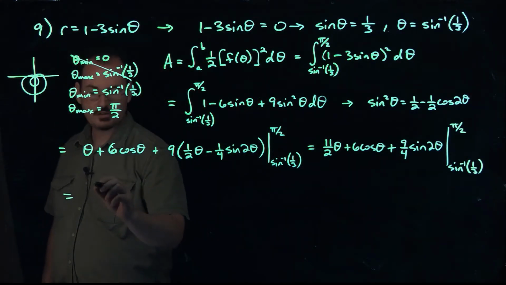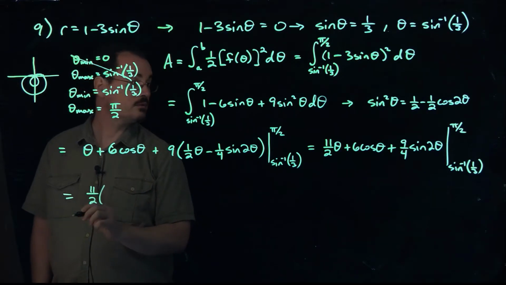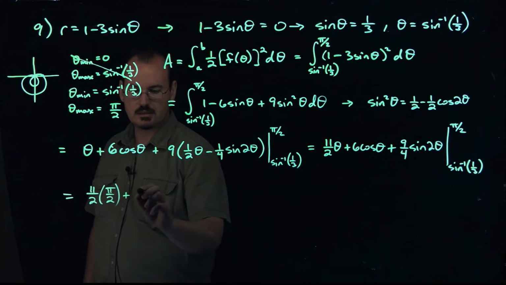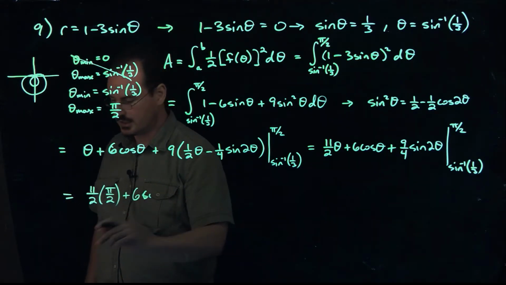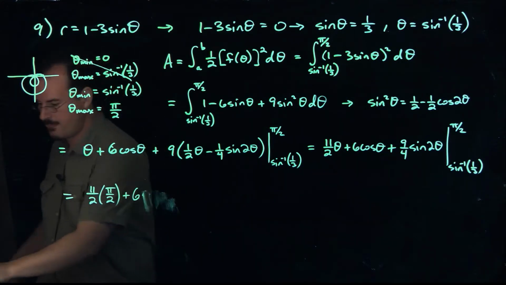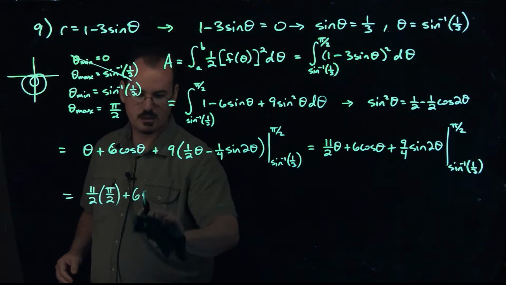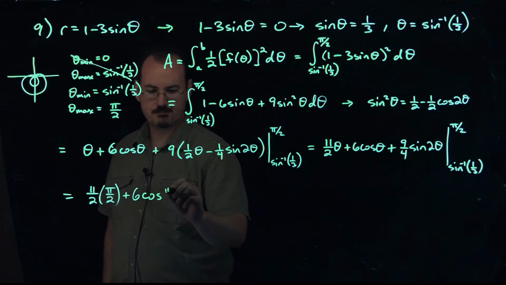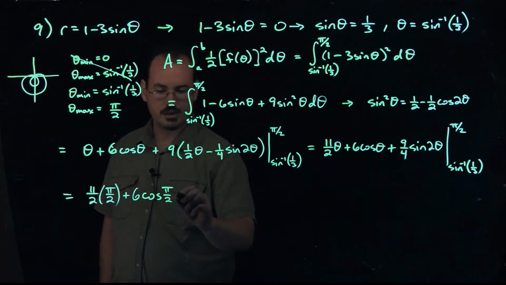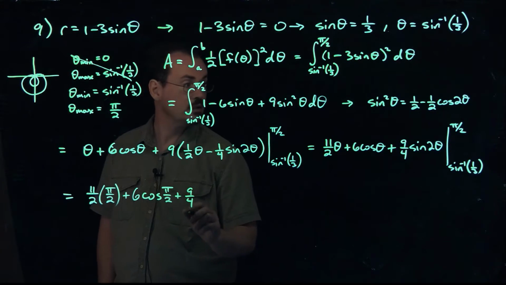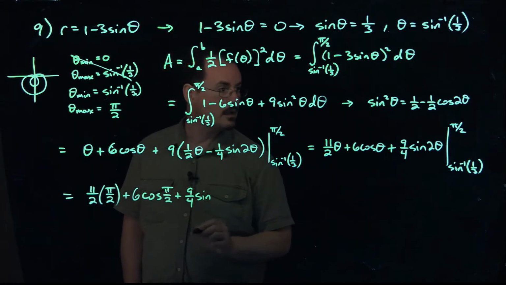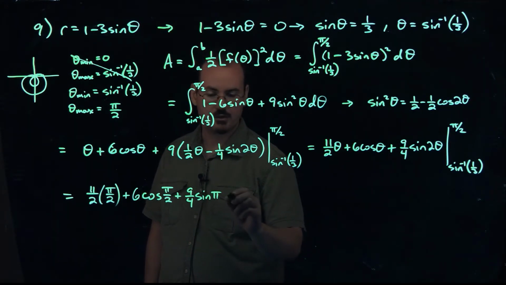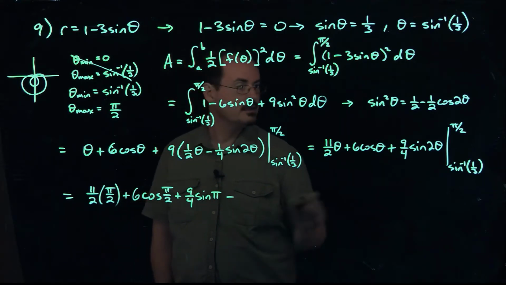So we're going to get 11/2 theta, which was pi over 2, plus 6 cosine of pi over 2 plus 9/4 sine. If I double pi over 2, I'm going to get 2 pi over 2, that's pi. So that's what happens when I plug in pi over 2. Now I have to subtract off what happens when I get arc sine 1/3.